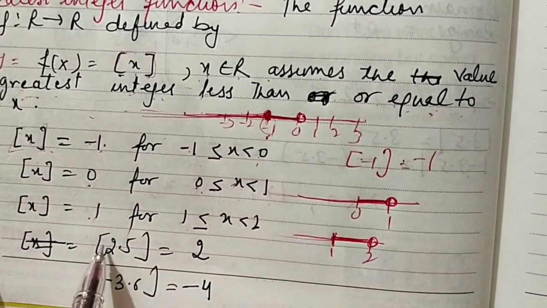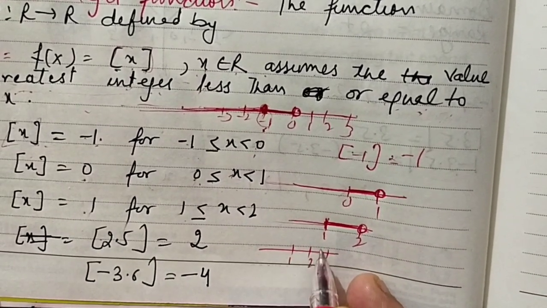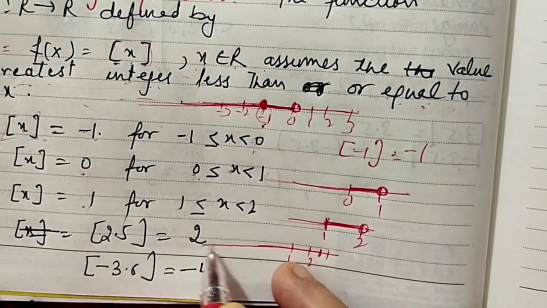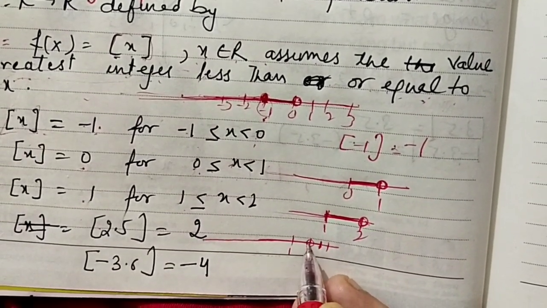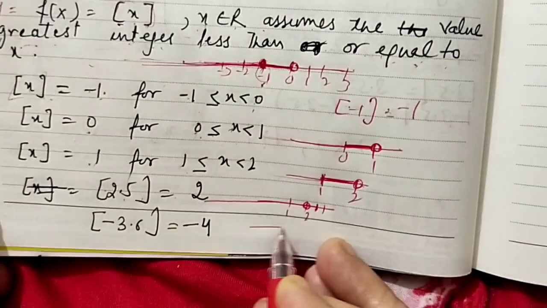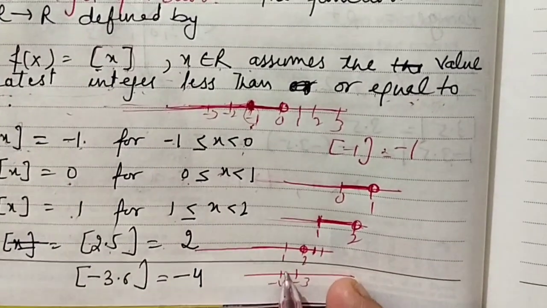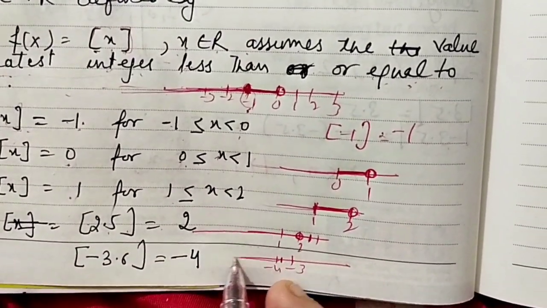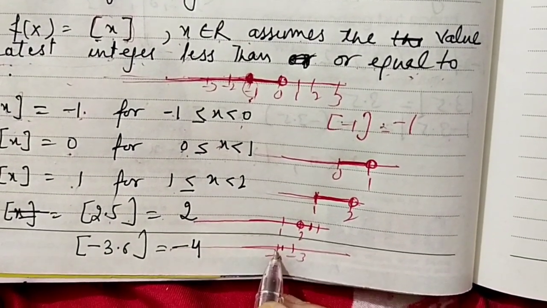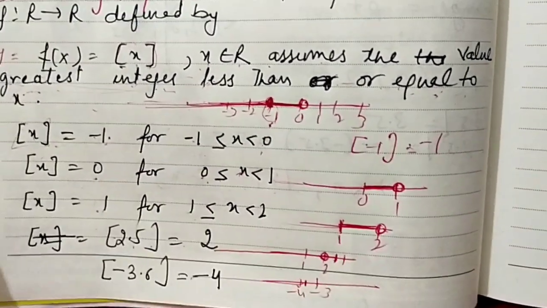1. For 2.5, अगर मैं 2.5 कंसिडर करूँ, this is 2.5. 2.5 से नीचे देखो आप, इंटीजर तो बहुत सारे हैं, लेकिन उनमें से सबसे बड़ा इंटीजर कौन सा है? 2. So box 2.5 is 2. Similarly -3.6, this is -3.6. इसके नीचे इंटीजर तो बहुत सारे हैं, लेकिन उनमें से सबसे बड़ा इंटीजर कौन सा है? -4. So याद रखना अपने greatest integer less than or equal to.